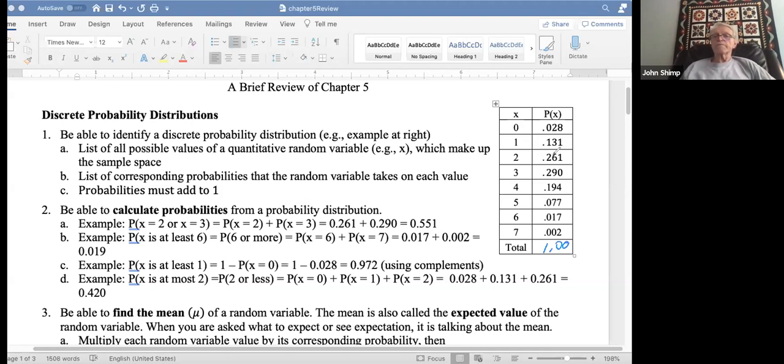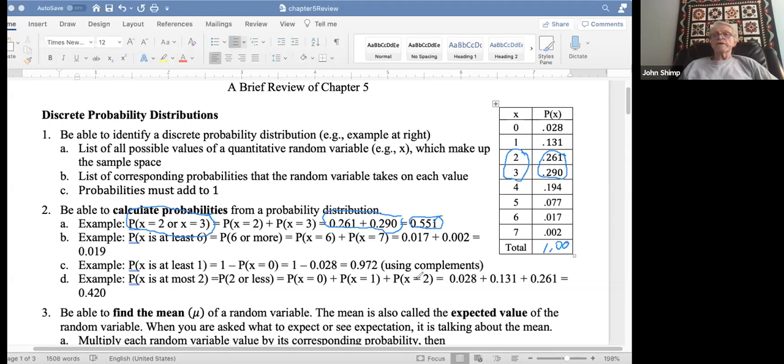So when we do OR probabilities, like we did in chapter 4, we're going to add the probabilities for the possible values of X in the probability statement. Okay, so our probability statement is, what's the probability that X is 2 or 3? So all we're interested in is the 2 or the 3, and then we have to add up the probabilities to get 0.261 plus 0.290, which turns out to be 0.551.